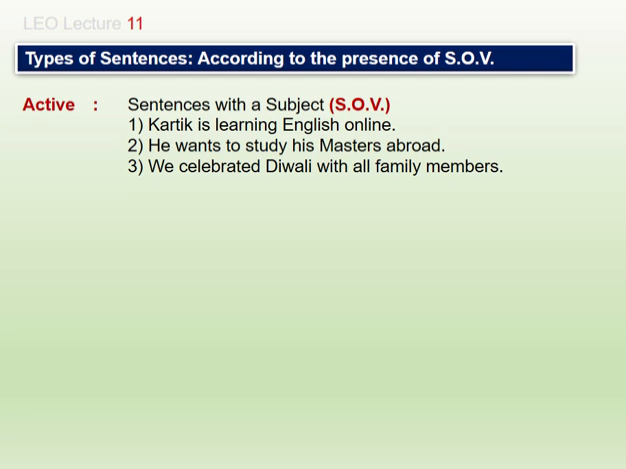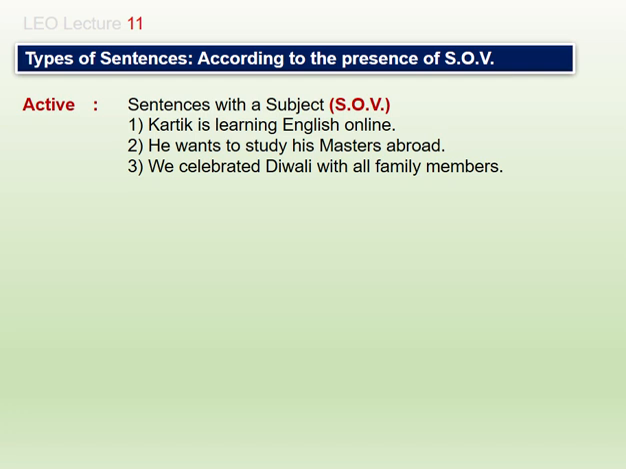Karthik is learning English online. That means the doer of an activity is there. The activity is learning, and who is learning? Karthik. In the second sentence, there is also a subject. It is he, a pronoun, and the activity here is wants to study. Who wants to study? He. The pronoun is used for Karthik himself. In the third sentence, we celebrated Diwali with all family members, we have the subject we, which is another pronoun.